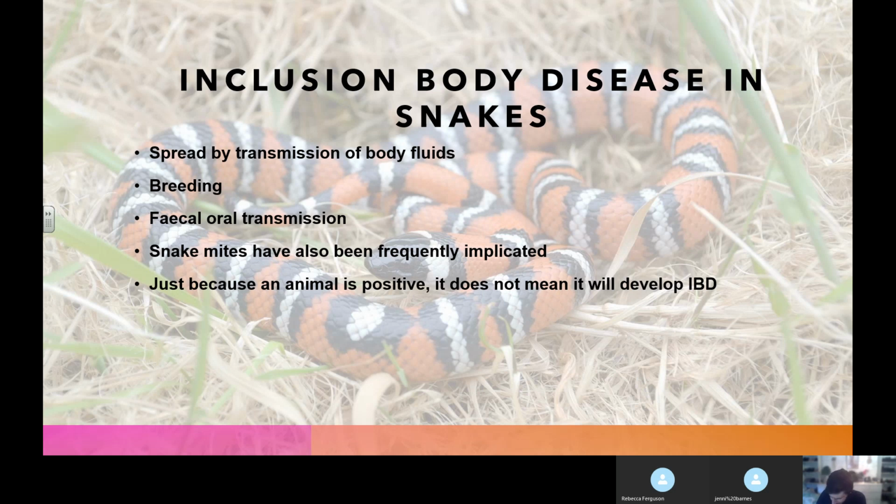A lot of people will have the attitude of, I'll treat mites, I'll give them some Frontline, and we'll get rid of the mites, and they don't see snake mites as this horrible disease. But snake mites can be very serious, and they can transmit some very serious diseases. So do take mites seriously. And as I say, just because an animal is positive does not mean it will develop inclusion body disease. Just because an animal is positive for arenavirus does not mean that it will develop the disease, which is inclusion body disease.